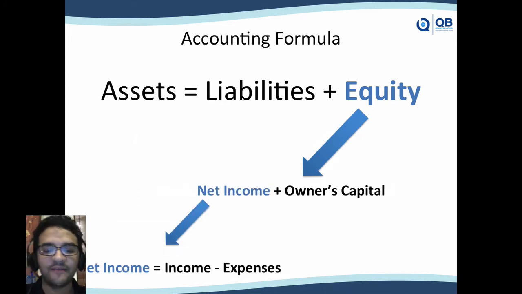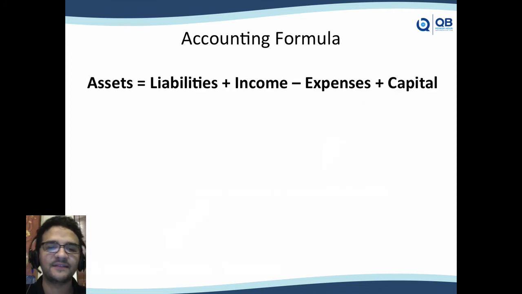Now to break it down even further, what is net income? Again, net income is the same thing as retained earnings. Net income is income minus expenses, or sales minus expenses. So if you were to break down this formula even more, it would be assets equals liabilities plus income minus expenses plus owner's capital. Okay, so it will look like this: assets equals liabilities plus income minus expenses plus capital. Again, because income minus expenses is the same thing as net income or retained earnings.